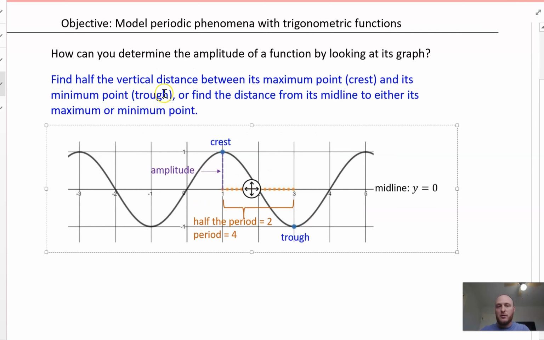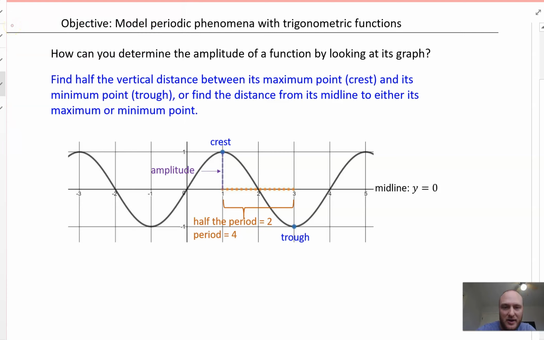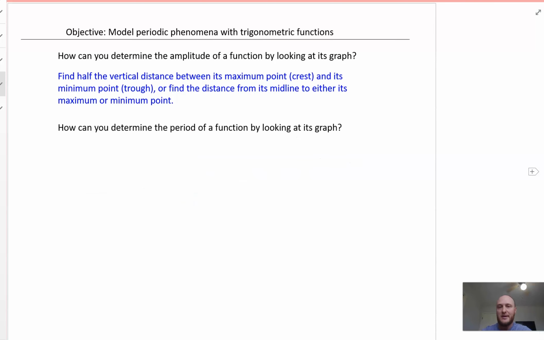Here's how you determine the amplitude. You need to find half the vertical distance between the max, which is a crest, and its minimum point, the trough. Just to visualize this, I'll use pink. So here's the crest, and here's your trough, crest, trough, and halfway between it is your midline. That's very intuitive. Another way to do it is find the distance from the midline to either its maximum point or its minimum point. I would say that's the easiest thing to do. Very straightforward.